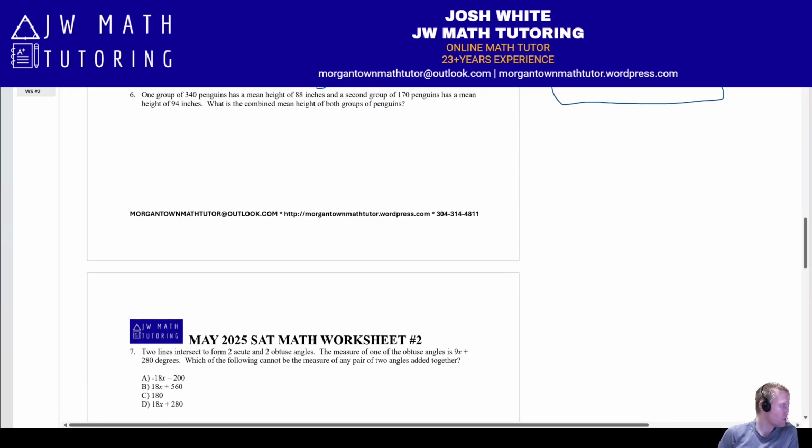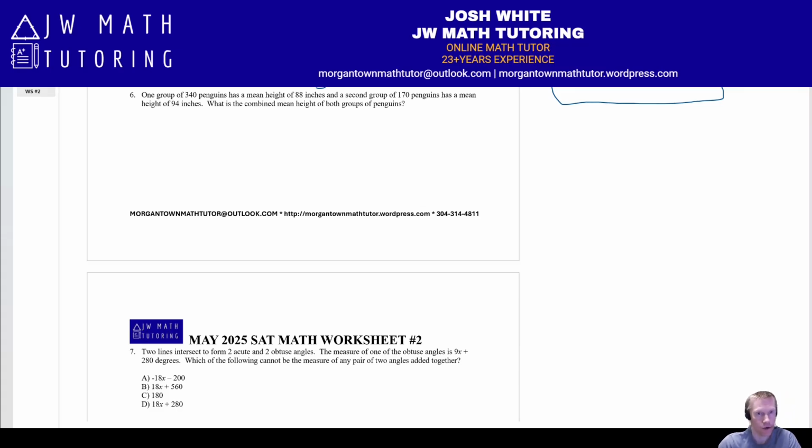Okay, next up, question number 6. This one has two groups of penguins. One of them has a given mean, another one has a different given mean, and the question asks for what the combined mean is, basically of all the penguins together of both groups. So really what you're doing here is a weighted average.